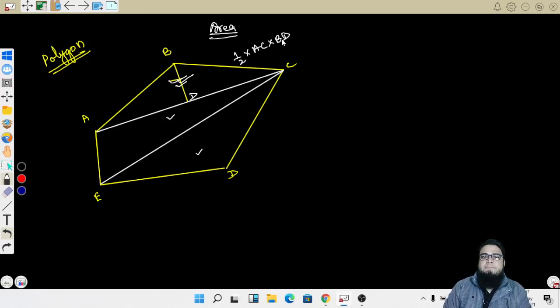A to D, why? If you connect A to D, again you are getting A, B, C, D, a quadrilateral. Then again you have to divide into 2 triangles. No, beta, A to D, you will get a triangle. But what about A, B, C, D?